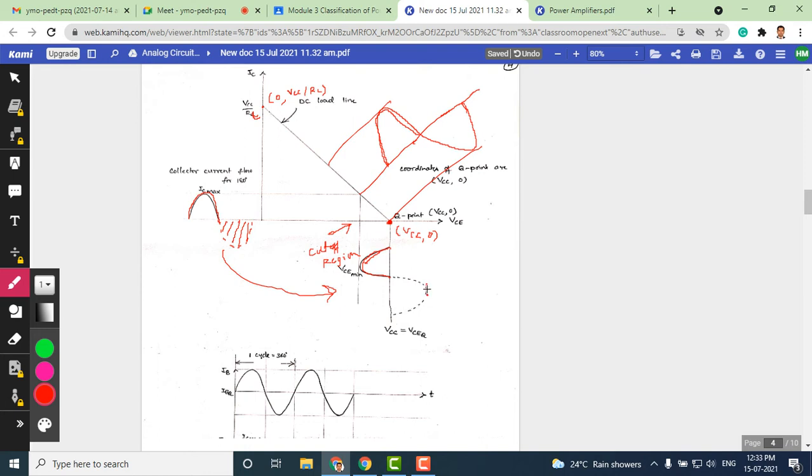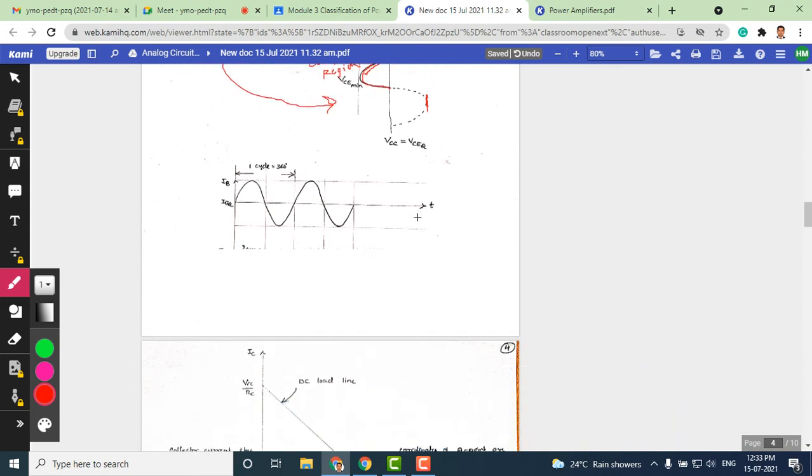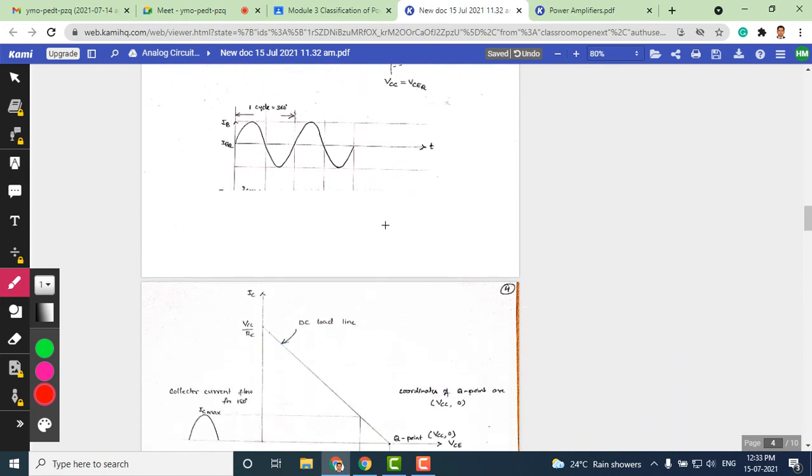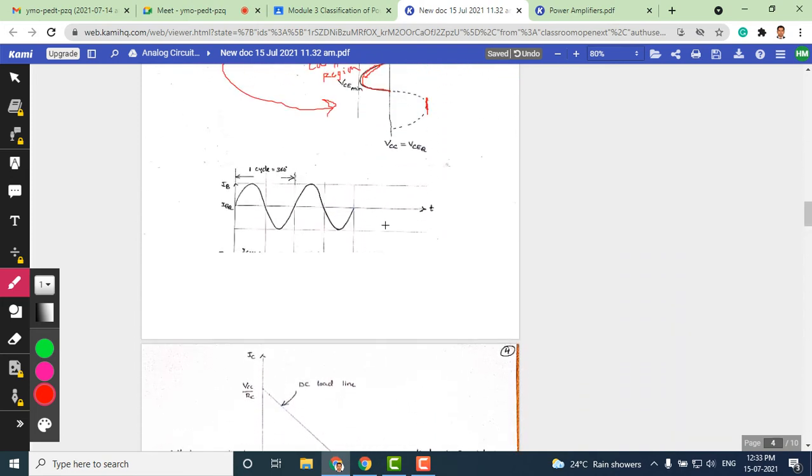So this is maximum, minimum collector emitter voltage waveform. This is AC input base current waveform. So this is IB minimum, this is IB max. Okay, so Q point is exactly on the x-axis. So same thing is shown here. Okay, so I think some waveforms are suppressed here. I think this can be shown in more detail.